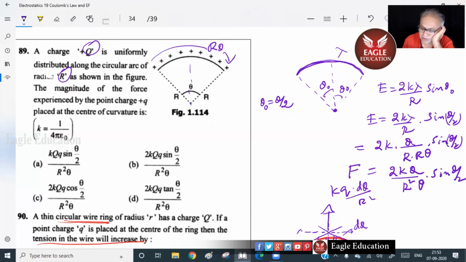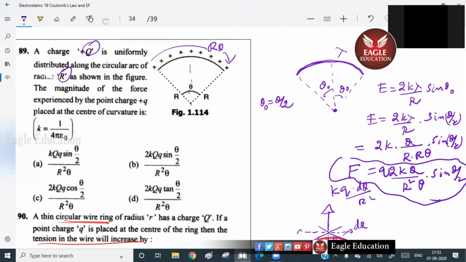Force will be what? Sir, answer is B. 2 K Q Q. Yes, option B, sir. So it just reduces to finding out what? E. Okay. Get into the habit of doing and putting the answer, not guessing the answer. Okay.